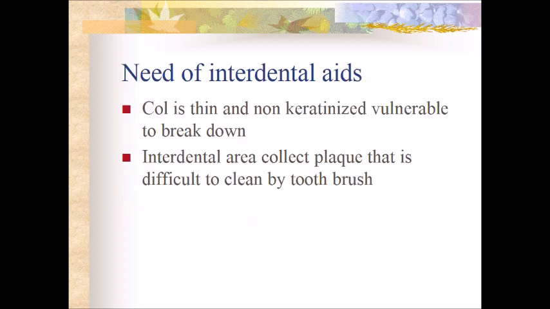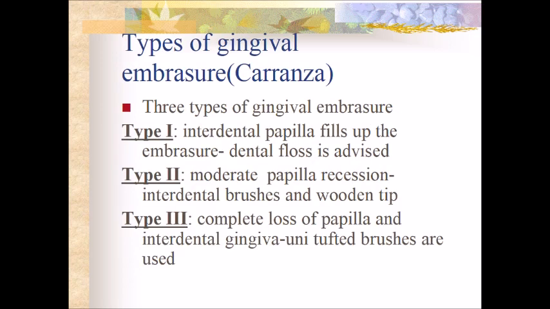Why are interdental aids required? The col is thin, non-keratinized, and vulnerable to breakdown. The second point is that the interdental area collects plaque that is difficult to clean by toothbrushing alone. The types of gingival embrasures are as given in Carranza. There are different classifications of embrasures, but I have taken the one given in Carranza. Three types of gingival embrasures are there: type 1, type 2, type 3.